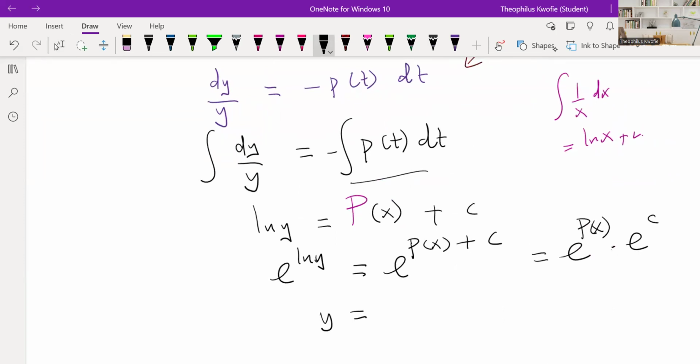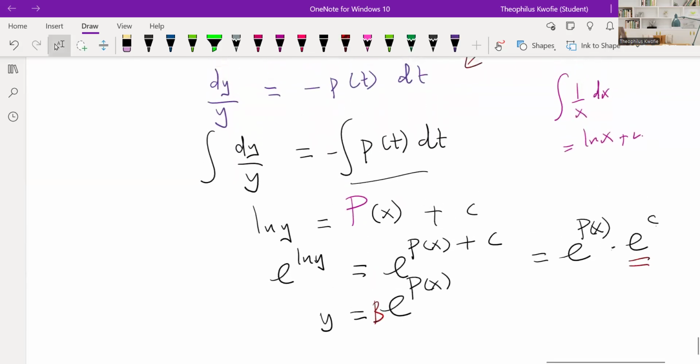Now we have e to the power big P of x, and e to the power c is still a constant, right? Remember c is any constant, and e is also a constant, so e to the power a constant is always a constant. So let's suppose that that constant is big B. Do you see that? B is also a constant.